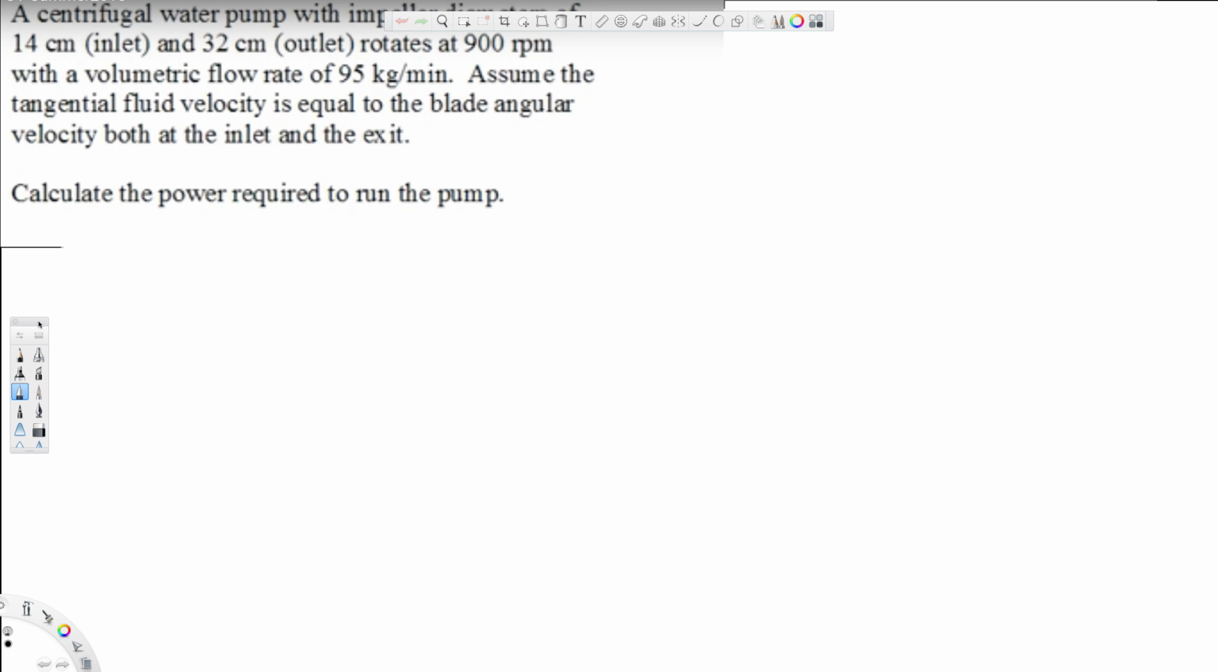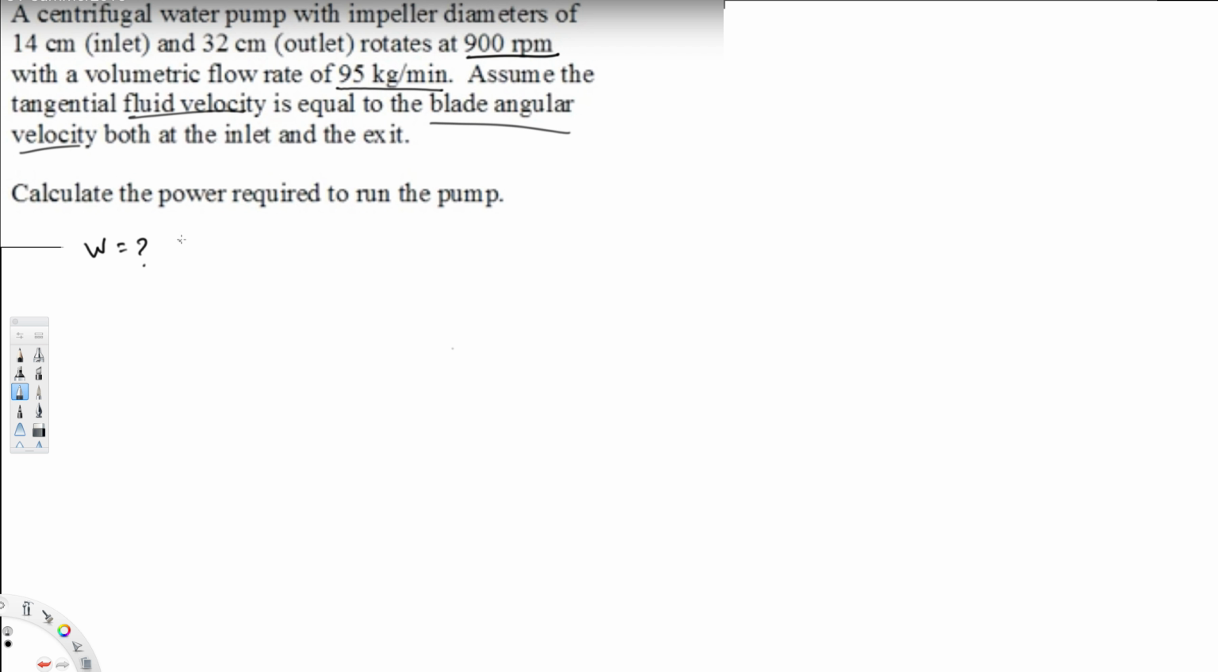The question is asking: a centrifugal water pump with impeller diameters of 14 centimeter at the inlet and 32 centimeter at the outlet rotates at 900 revolutions per minute. The volumetric flow rate is 95 kilogram per minute, and assume the tangential fluid velocity is equal to blade angular velocity, both at the inlet and the exit. Calculate the power required to run the pump. So they are asking for the W.